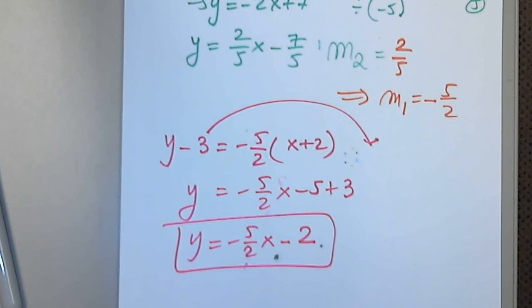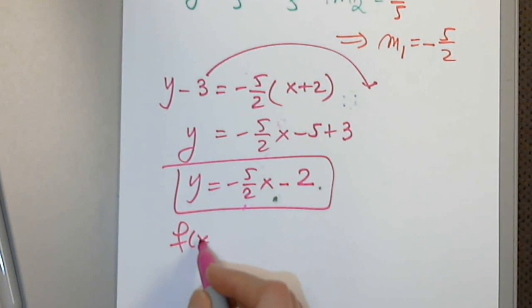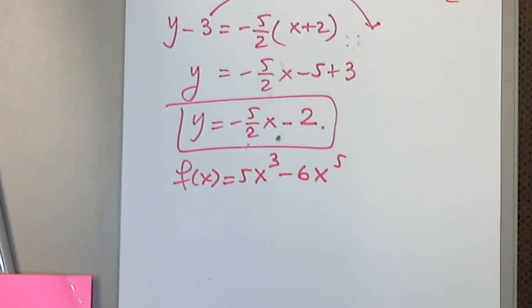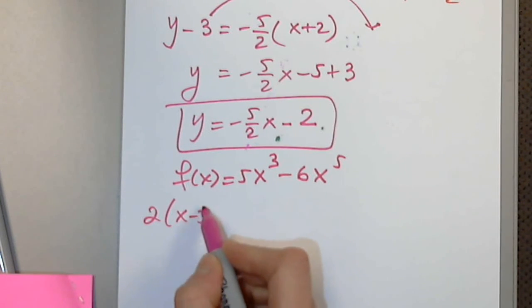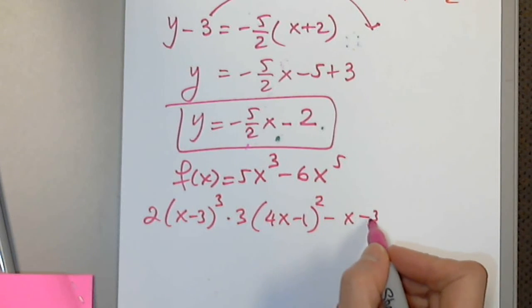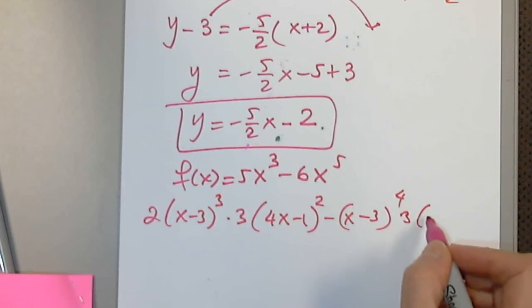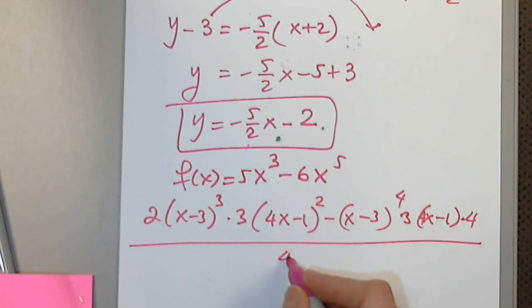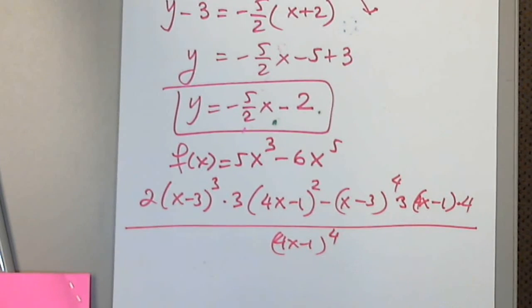Question 5 on the sheet. Okay, very good. So is this function symmetric? We have f of x equals 5x cubed minus 6x. Excuse me, on this one, simplify the expression for you? Yes, let's do that. 2 times x minus 3 cubed times 3, 4x minus 1 squared, minus x minus 3 to the 4th times 3 times 4x minus 1 times 4, everything divided by 4x minus 1 to the 4th. Very good.